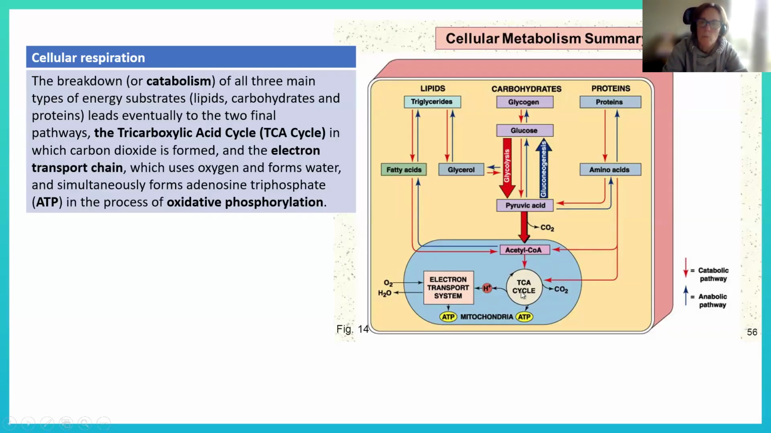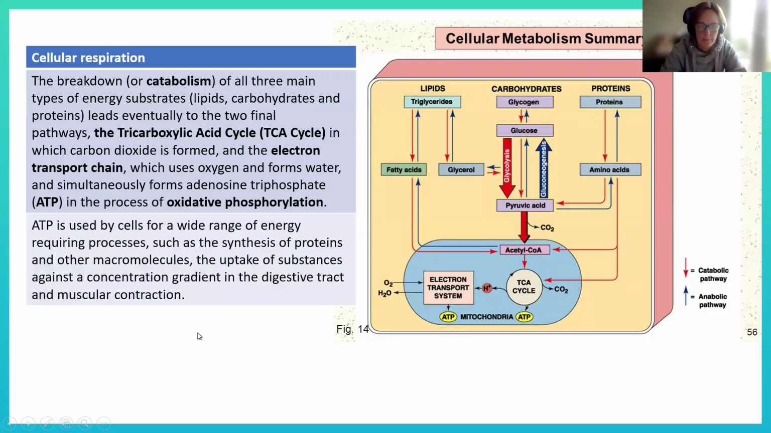So what we're aiming for is getting all of this food we eat, whether it's lipids, carbohydrates, or protein, broken down into its simpler forms, so fatty acids and glycerol, individual glucose molecules, amino acids, so we can eventually end up with this molecule called acetyl-CoA, which we can then feed into this big chain of reactions, and we end up in something called the electron transport chain.